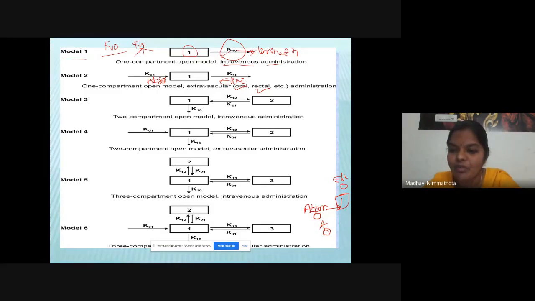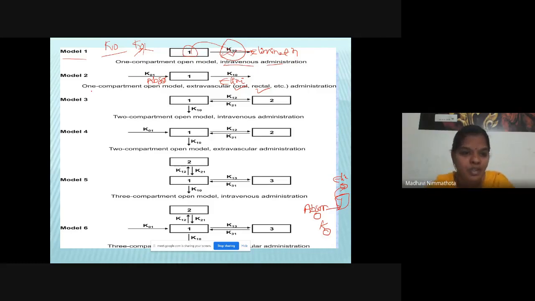First, you write one compartment. That means your drug will directly go from the compartment to the elimination in case of intravenous administration. See how simple it is. So your drug will be transported from the compartment to the elimination. That's why you write 1 first, then you write 0. This is the one compartment open model, intravenous administration.